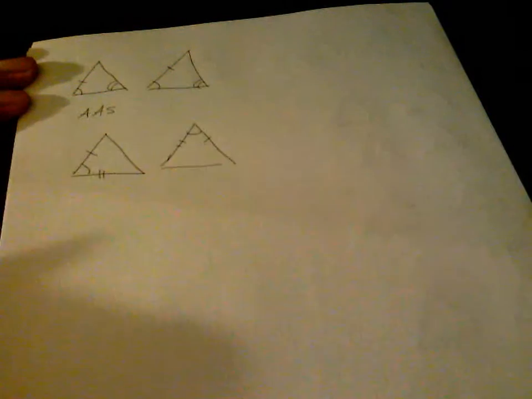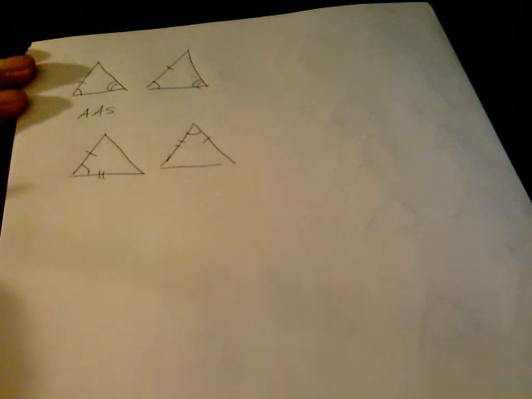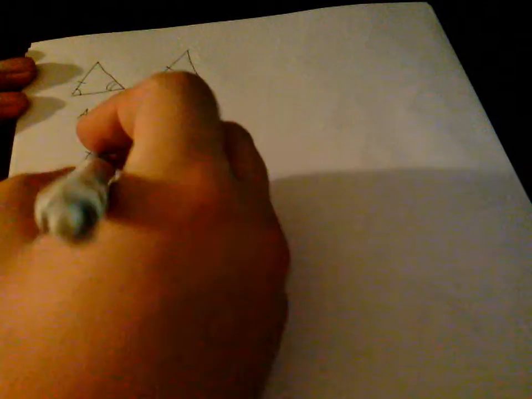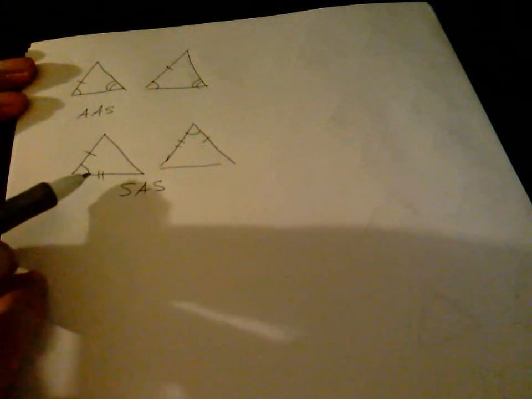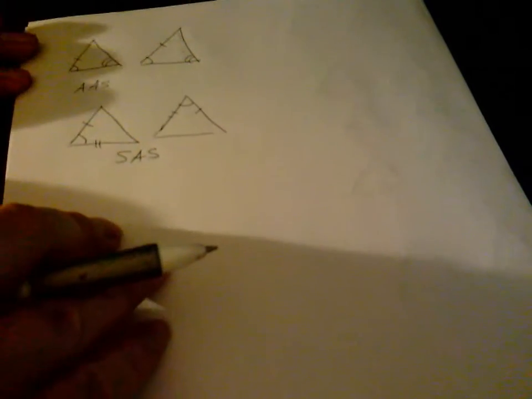Okay, let's try another one. What is this one? It should be side, angle, side, because you have a side, an angle, and a side. Alright, now let me make it a little more tricky.